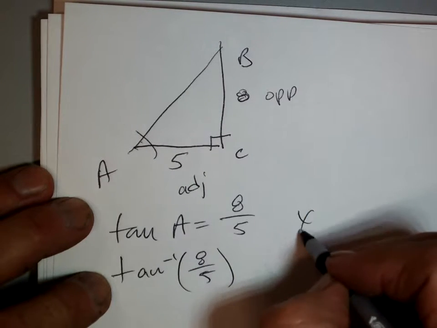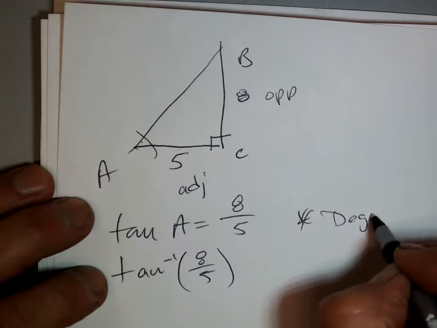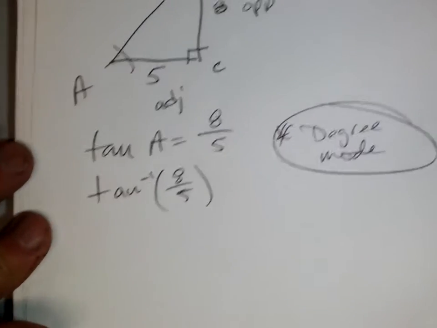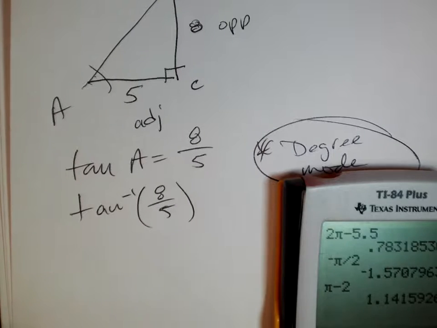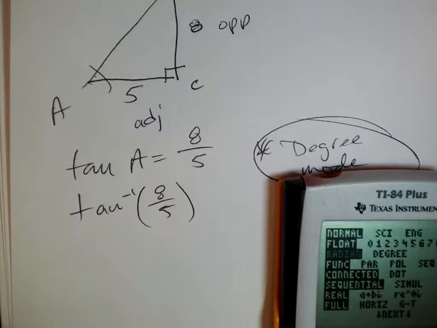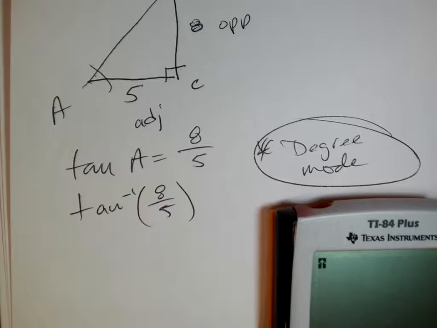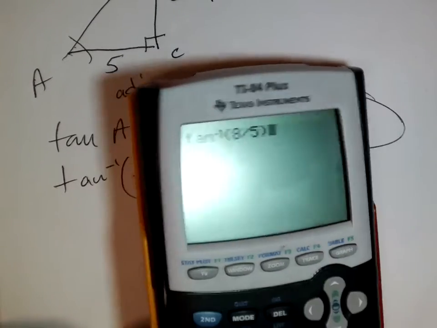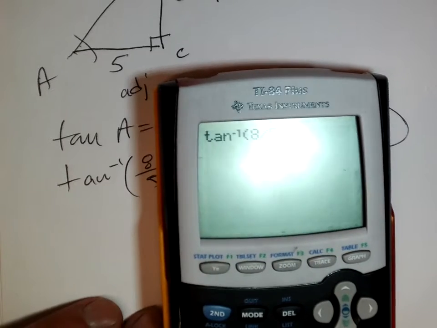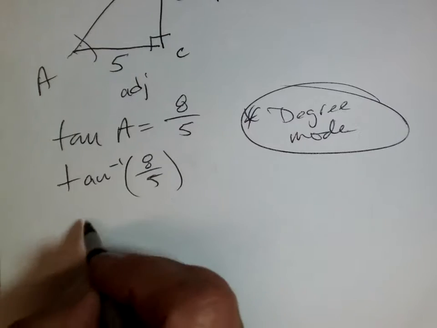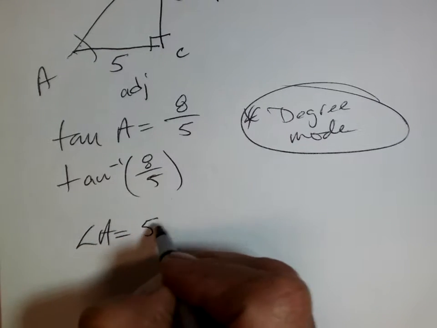Wait, stop. Degree mode, because I was just in radian mode, right? So I'm going to go back to my calculator. Wait a minute, don't make a dumb mistake, Bill. Let's go back to mode, degree mode, enter, quit that. So I'm going to go tangent inverse of 8 divided by 5. You can pause the video if you need to change your mode. I changed it back to degree mode. Tangent inverse of 8/5, enter, is about a 58 degree angle. So angle A is about 58 degrees.